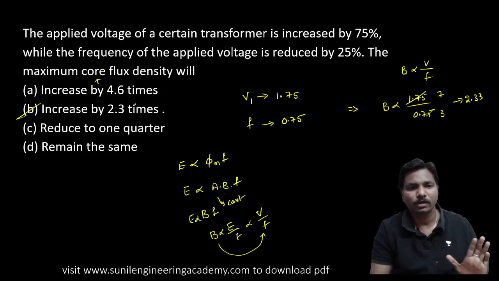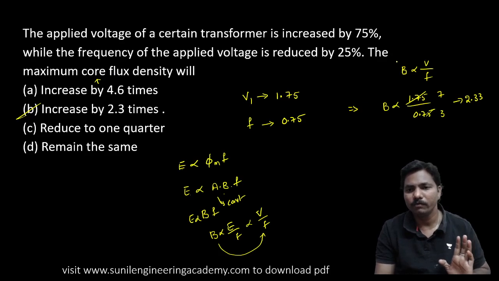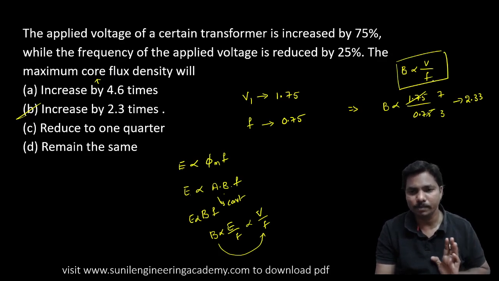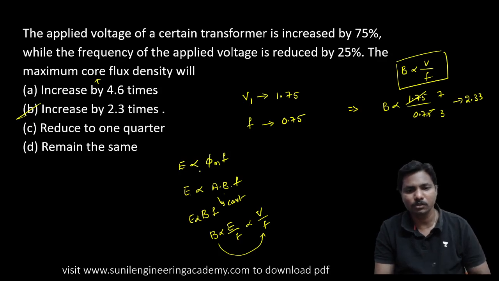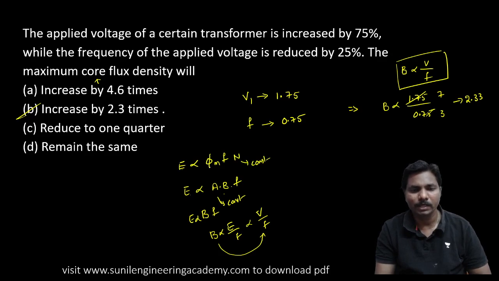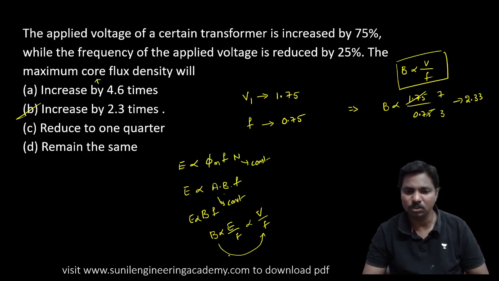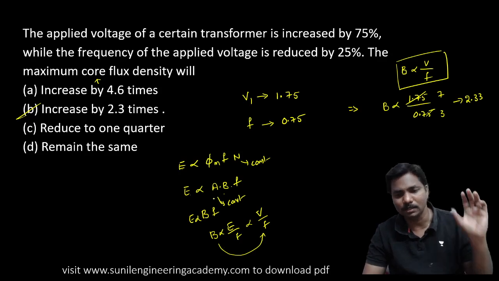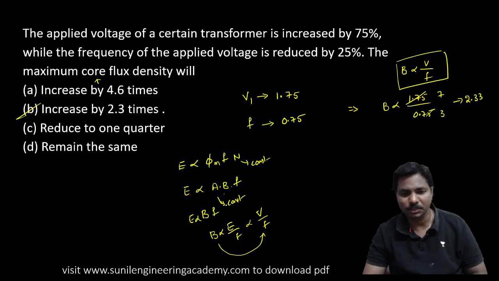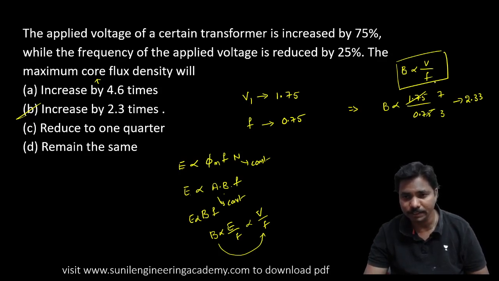Flux density depends upon V by F ratio. Why does it depend upon V by F ratio? We know EMF is equal to phi times N. Let us make N constant. Phi is AB, so make A constant. Once the machine or transformer is designed, area is constant only. So EMF is proportional to BF, so B is proportional to V by F. So as voltage increases and frequency decreases, flux density will increase a lot.